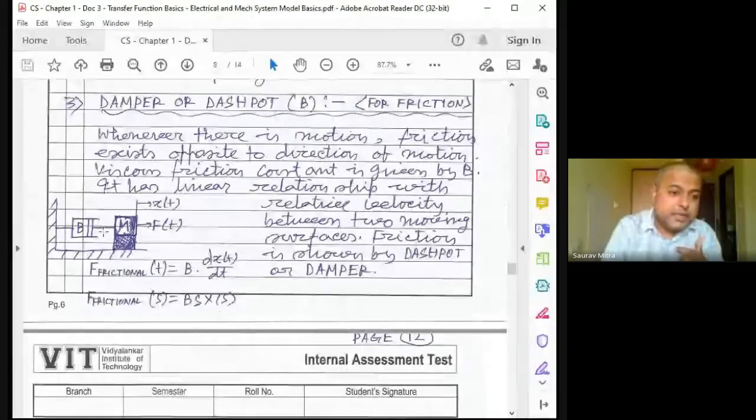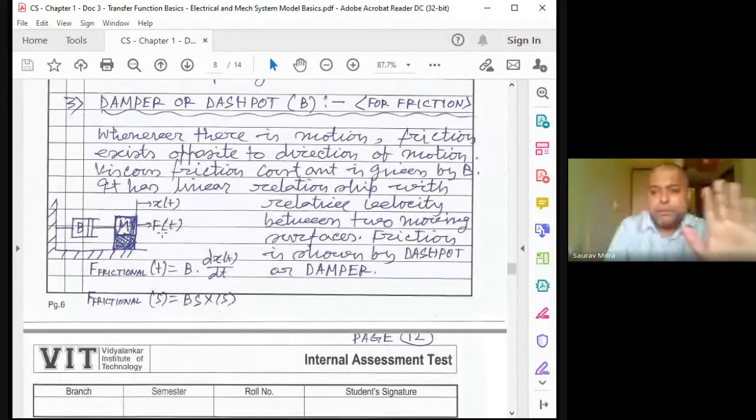Initially this movement will be very fast, as soon as you apply the force and leave it. The piston will move very fast, and gradually its speed will reduce as it goes towards the initial position. That's why you will find that friction is equal to b dx(t)/dt. Whenever there is a motion, friction exists opposite to the direction of motion.